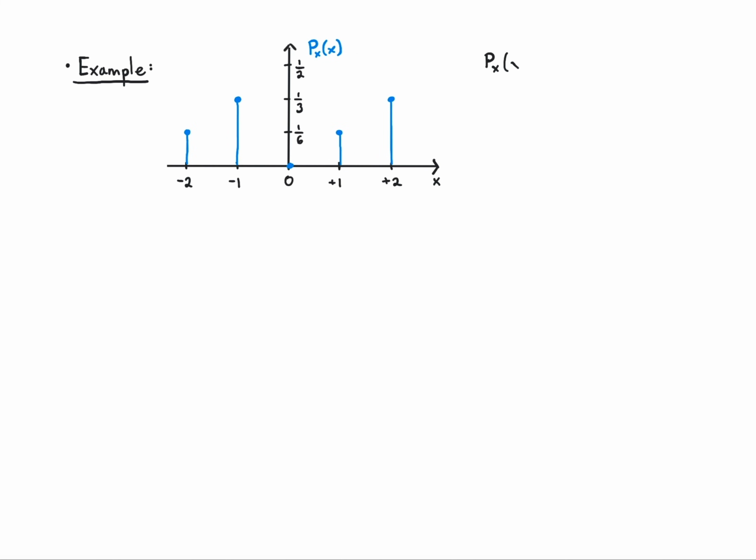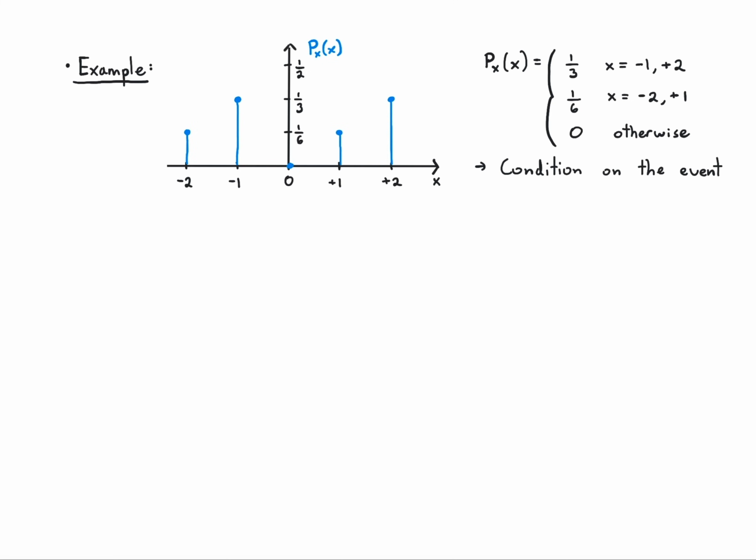Okay, so I can just write this out case by case if I'd like. So we can see both versions, the plot and the case by case. So I have a third when x is -1 or +2, a sixth when it's -2 or +1, and 0 otherwise. So for any other values, it's 0. Okay, now let's condition on the event that the absolute value of x is strictly greater than 1, okay? So this is a perfectly fine thing to condition on.